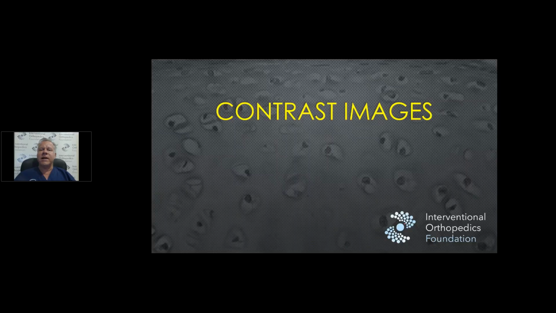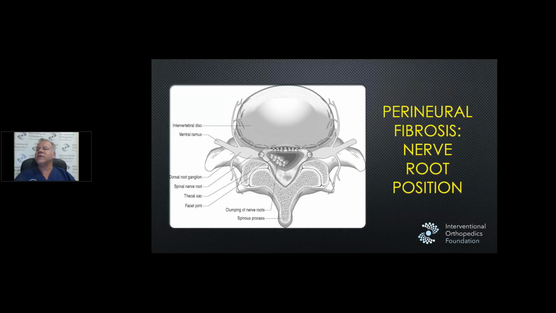So let's look at some contrast images, meaning radiographic or MRI contrast. Perineural fibrosis or nerve root clumping or nerve root scarring. You can see here an image where, rather than being distributed equally, the nerve roots have actually clumped in one direction, which is one way to look for this. So this is usually post-surgical scarring around the descending or exiting nerves.